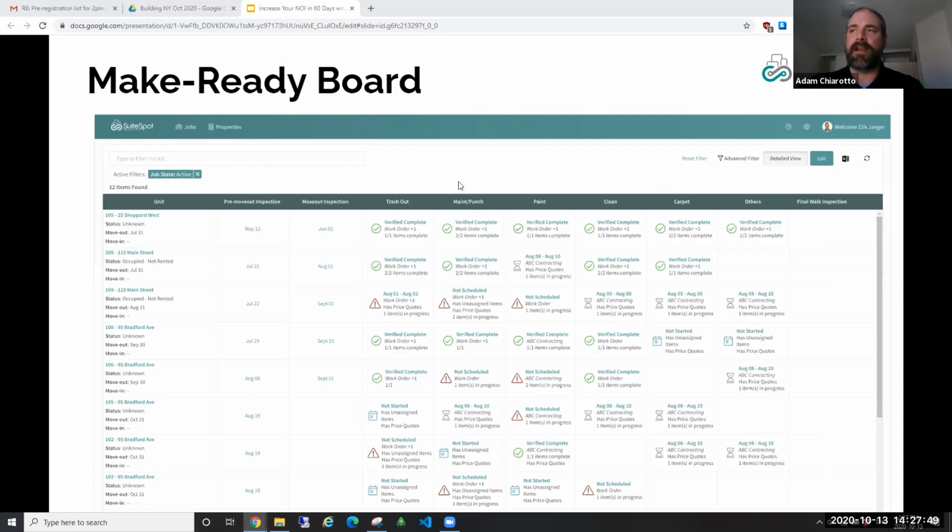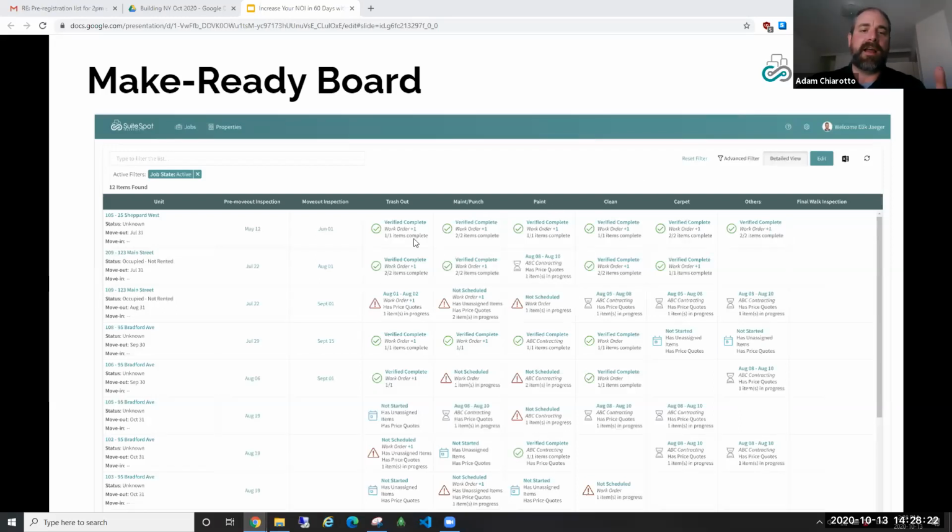Another great thing about our Make Ready board is that it does integrate very nicely with our mobile app. So for example, if I go and do my pre-move out inspection and I identify the work that needs to happen, I don't then have to come back to my Make Ready board and manually fill that out. It's automatically going to be filled out for me. It's going to say, oh yeah, we do need trash out, or we don't need trash out, or does it need paint or clean or carpet? Like, what does it need? I don't have to manually put that in. I already did that when I built my scope of work at the pre-move out inspection.